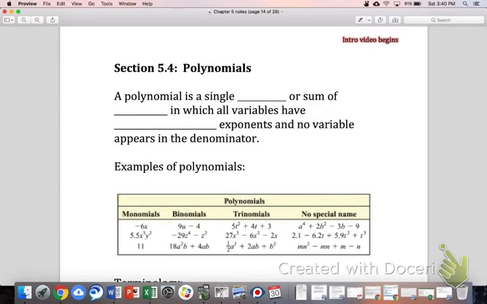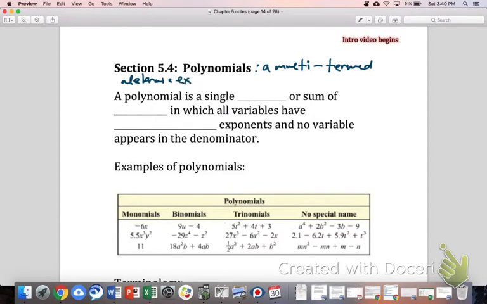All right, this is the intro video for section 5.4, polynomials. And we're going to start off by defining polynomials. I want to give you the classic definition, and we'll go a little bit deeper here. A polynomial is a multi-termed algebraic expression. This is kind of a quick and easy one to remember.